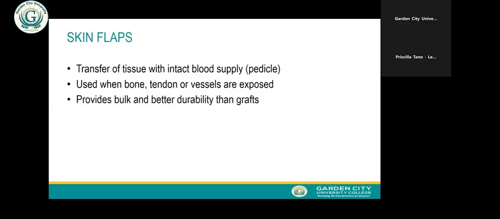All right. Find out. What do we do after grafting? What do we do for these patients after grafting? Flaps, skin flaps. What is flapping? What is skin flapping?